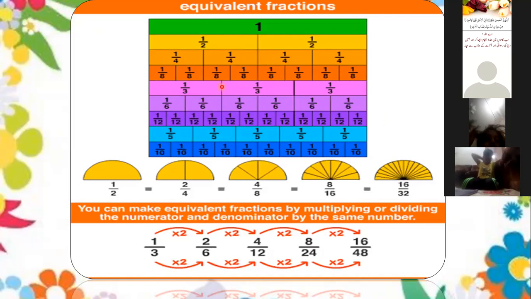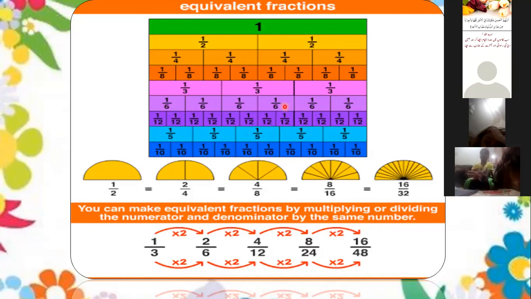Then come to this shape. Here we have divided this one whole into 3 equal parts. Each part is called 1/3 and all the 3 parts are called thirds.